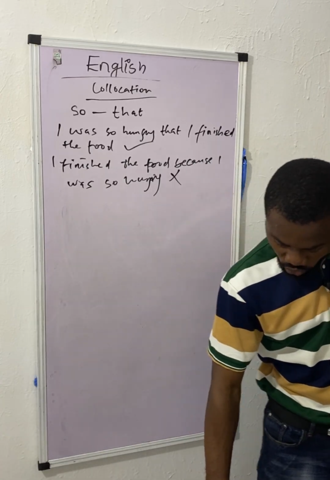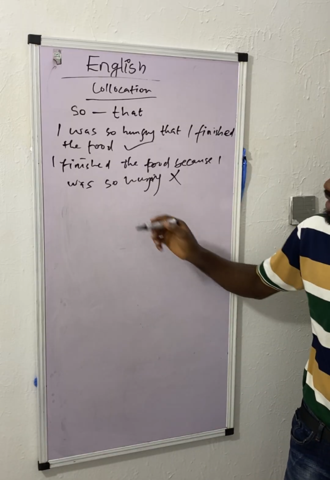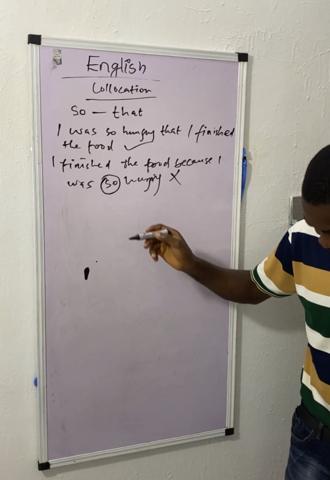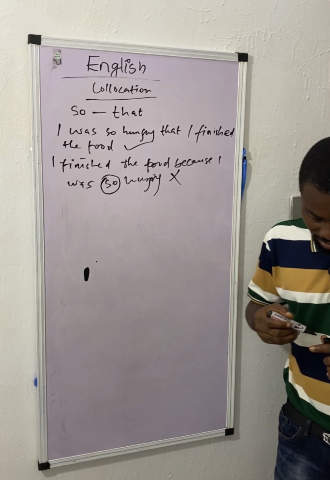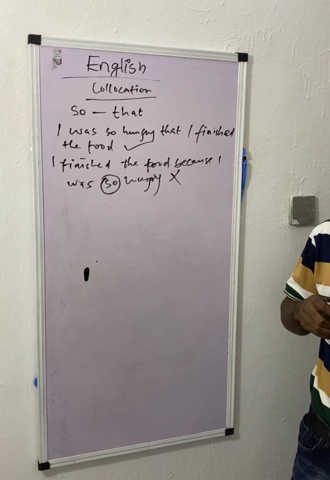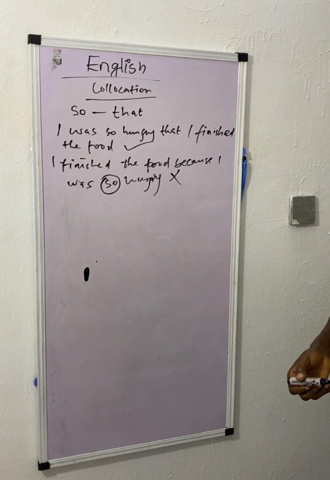So we can say, I finished the food because I was very hungry. Correct. So you don't use so here. To make this sentence correct, you use very. I finished the food because I was very hungry. So that's that for that.